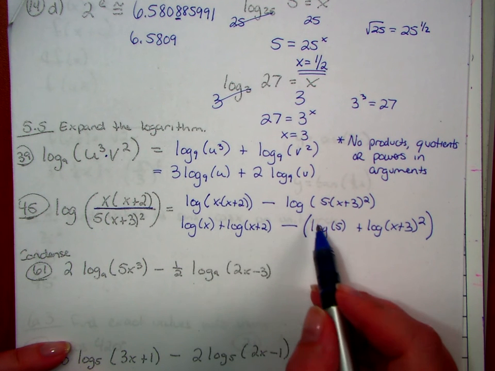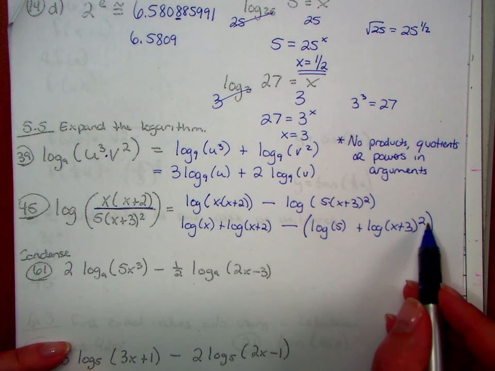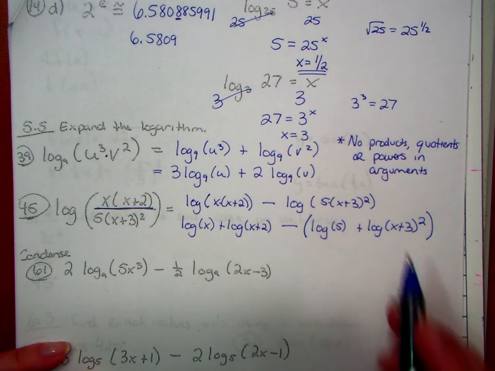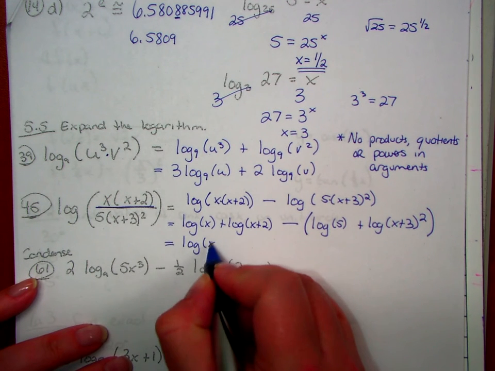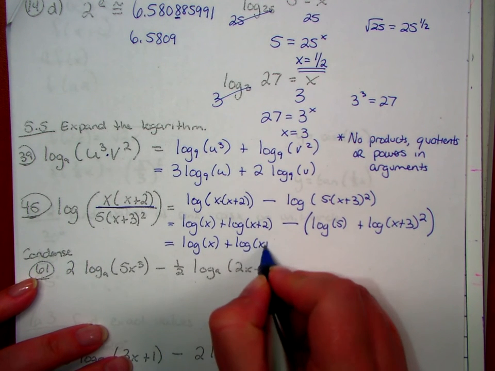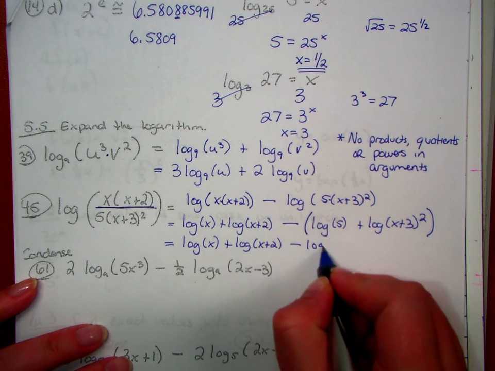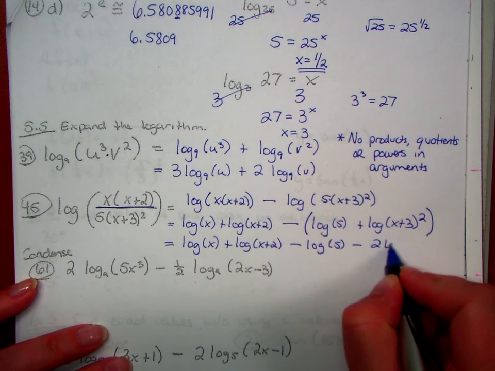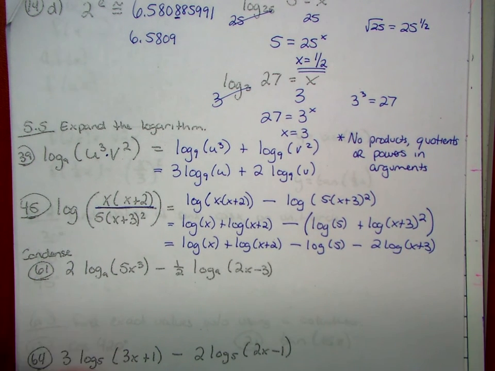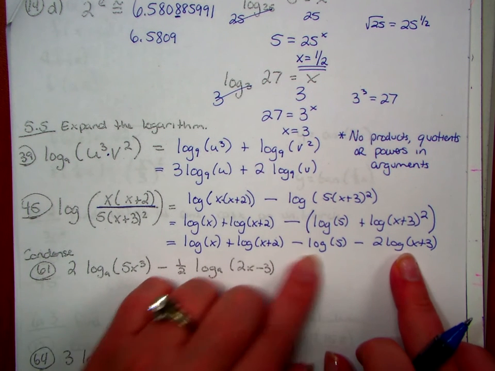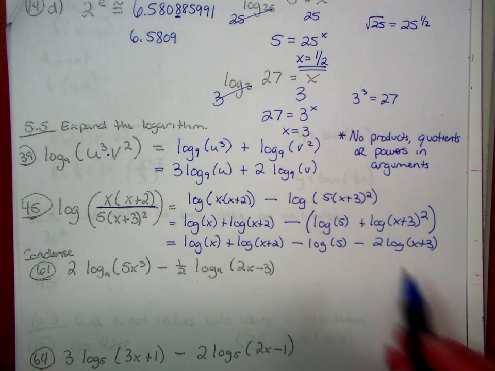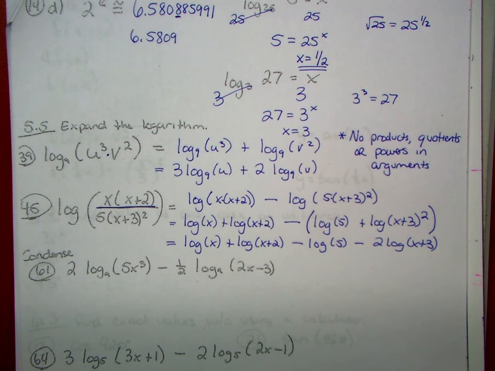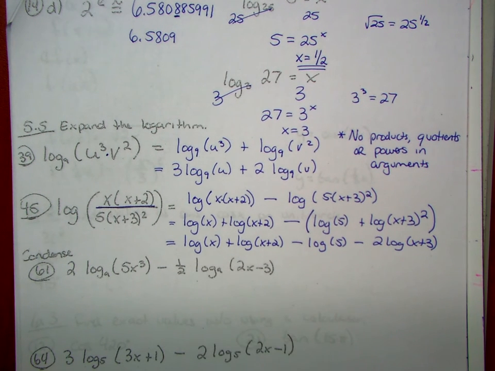I'm going to go ahead and distribute that negative sign, and I'm going to bring this 2 out front. I'm going to go ahead and finally take care of that power, right? So the final expanded form is log x plus log x plus 2 minus log 5 minus 2 log x plus 3, right? Final expanded form. We have 2 positive terms and 2 negative terms because we had 2 terms up top and 2 terms down below, right? And that square is only applied to the x plus 3, okay, not to the 5 as well. So be real careful there.